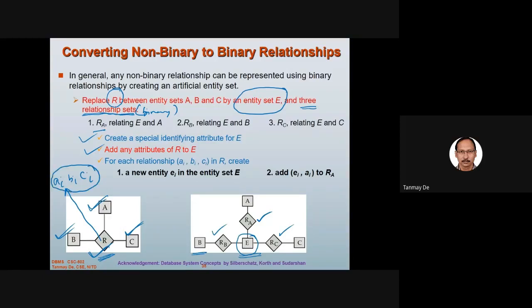This relationship associates entity sets A, B, and C. So for this relationship ai, bi, ci, which is created here, create a new entity ei in the entity set E and add ei and ai to RA. Is it clear or not?